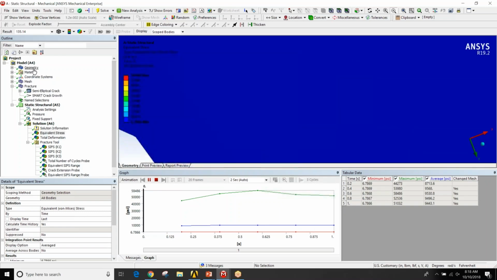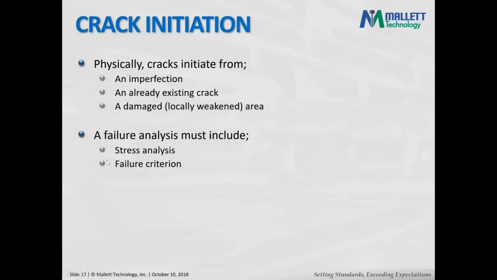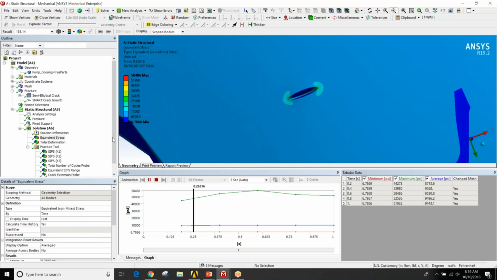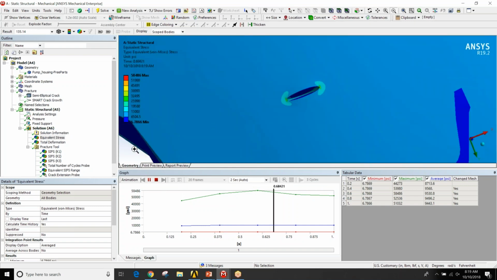So in this problem here, one thing we are going to see is that we start out with a geometry, we specify materials, we put in a crack, a semi-elliptical crack in this case, and then we do crack growth calculations over here in Workbench. This part is the stress analysis part, and over here at the bottom in post-processing is where we have to do the failure criteria. Given a stress analysis over here, we have to specify a failure criterion and determine how this crack is going to grow.